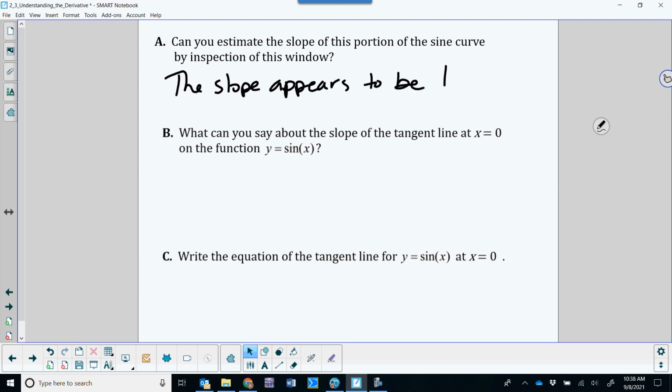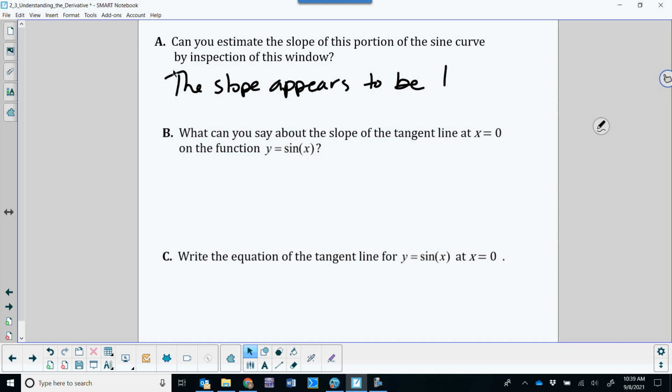Now, of course, just by looking at it, we can't tell. It could be 0.99, it could be 1.01. We don't really know, but it looks roughly equal to 1. And then we're going to find how to do that derivative algebraically or with calculus, so we'll be able to get that exact answer.